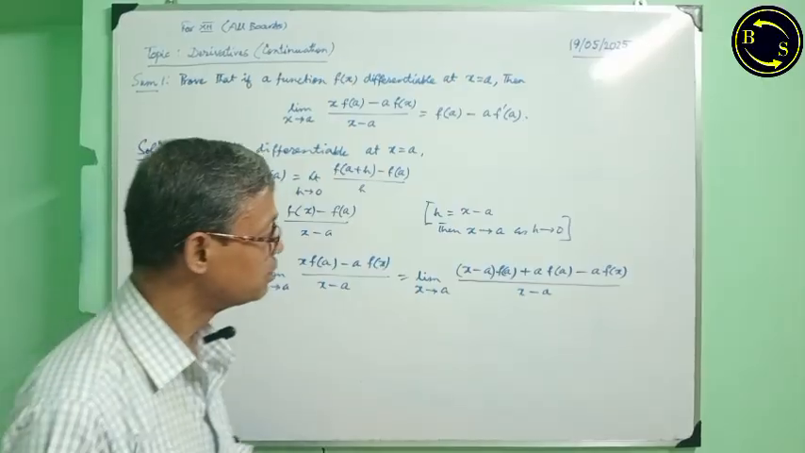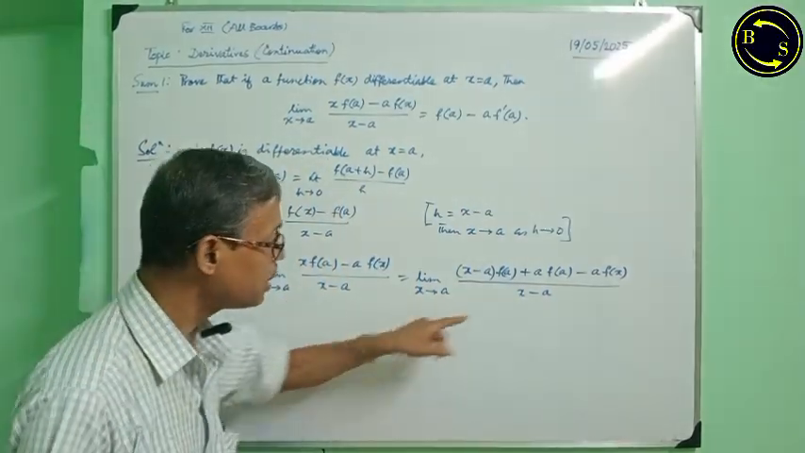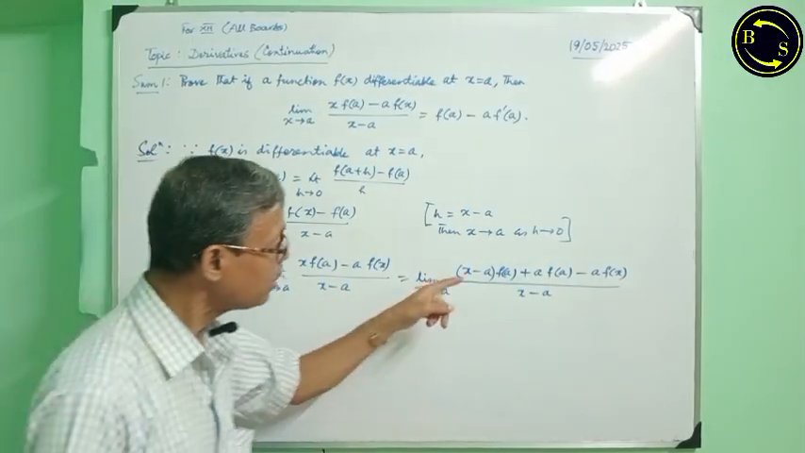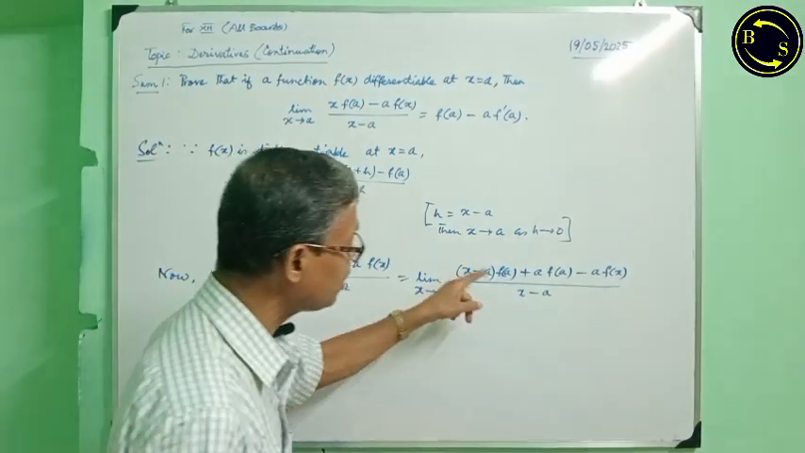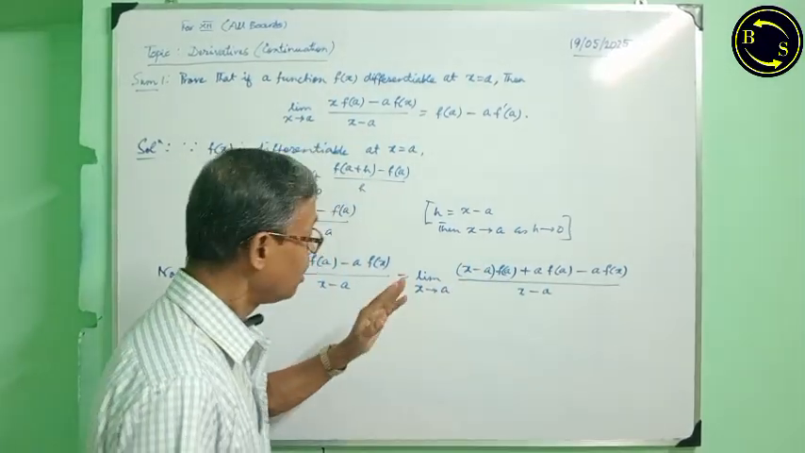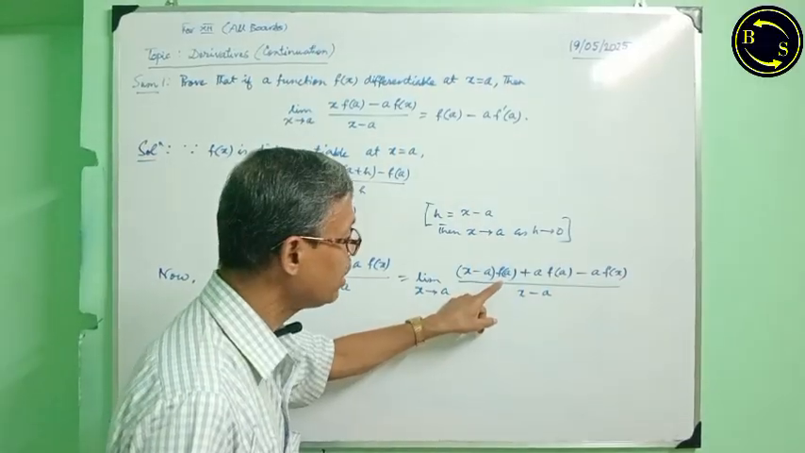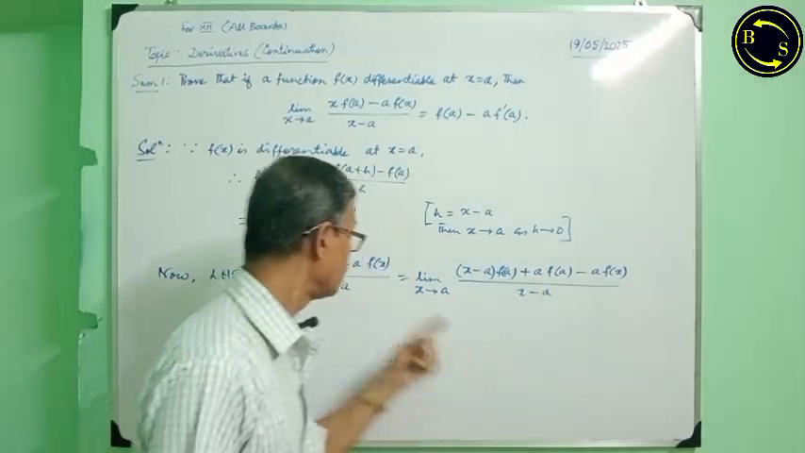Carefully note the steps. Not so difficult a thing. For division, here the divisor is x minus a. Keeping that in mind, I write in place of x fa, x minus a into fa. Then minus a fa is rather in excess. For adjustment, I have added a fa. Then the remaining one.